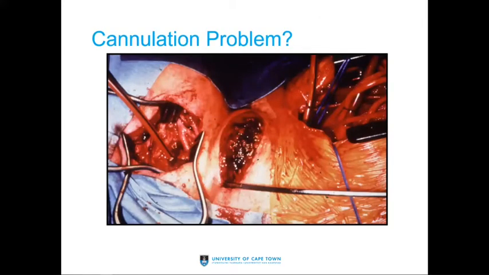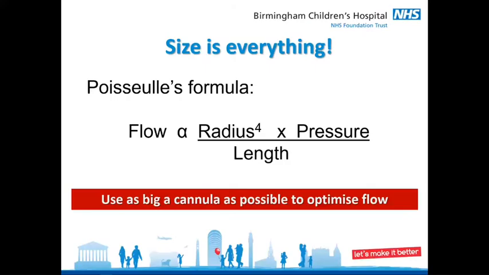Cannulation can be a challenge. Here you can see it's a difficult cut down into the neck of a child. And the reason the cannulations are a problem is that you need to put in big pipes in order to be able to flow fast enough. And we said already that the flow rate of blood through the oxygenator is the rate limiting step to how well you can oxygenate a patient.